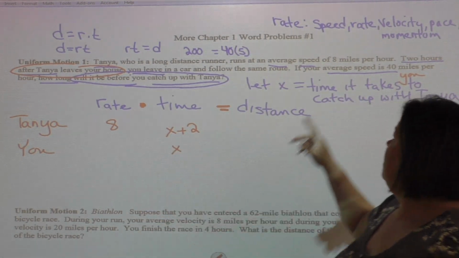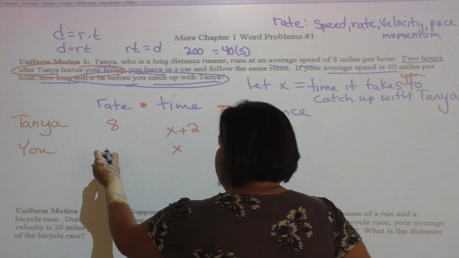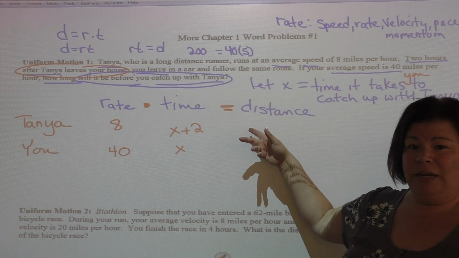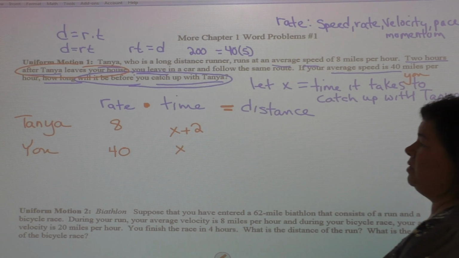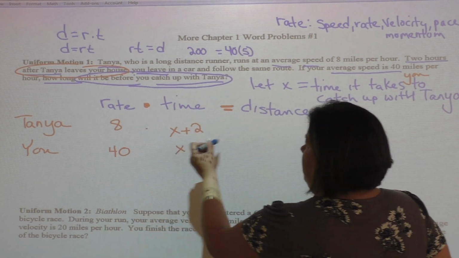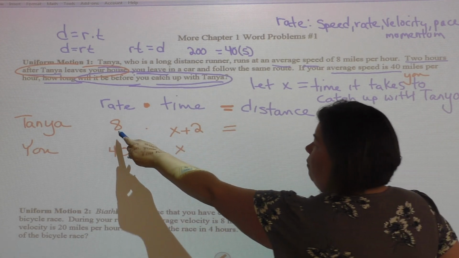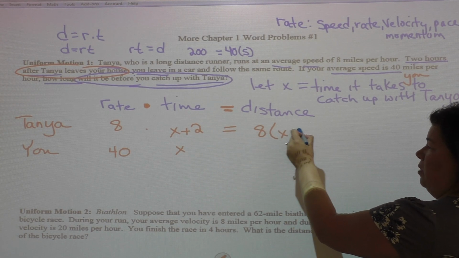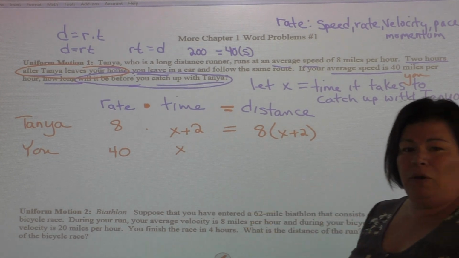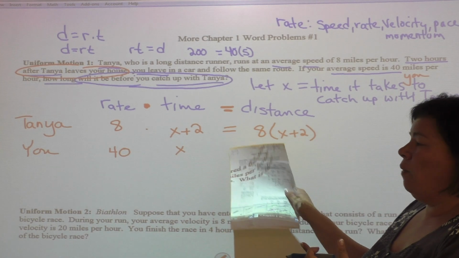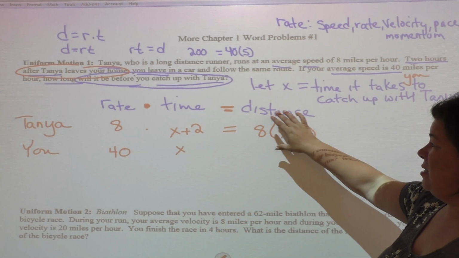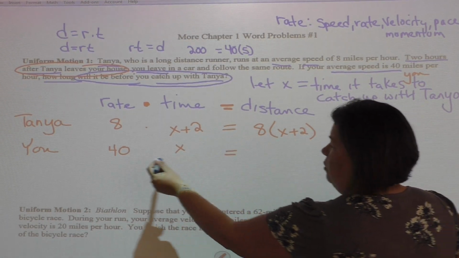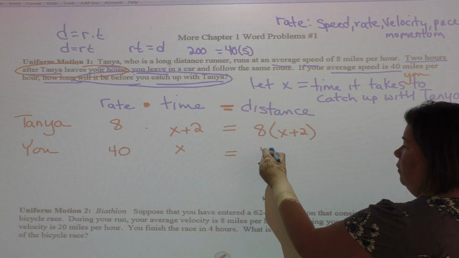Now your rate is 40 miles per hour. So we're going to go ahead and write 40 by the rate. Remember, distance is equal to rate times time. So basically what we're saying is Tanya's rate of 8 miles per hour times her time of X plus 2. Remember, we have to multiply the whole quantity X plus 2 by 8. And this is equal to our distance. Your distance is equal to 40 times X, or 40X.